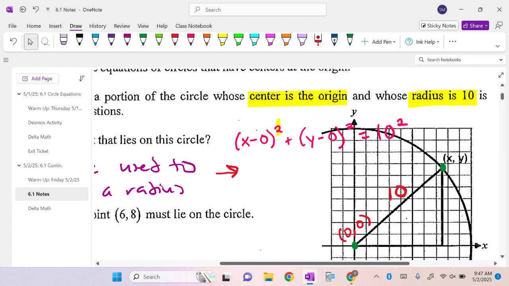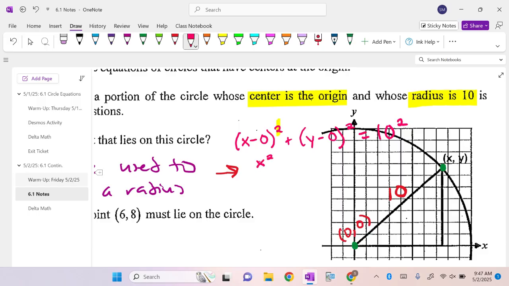So let's simplify that down a little bit. If we're just subtracting x minus 0, what is that actually? Anything minus 0 is always the number itself. So x minus 0 is x. So this becomes x squared. Same thing with the y's. We get y squared because y minus 0 is y. And then what's 10 squared? 100. So this is our equation of a circle.